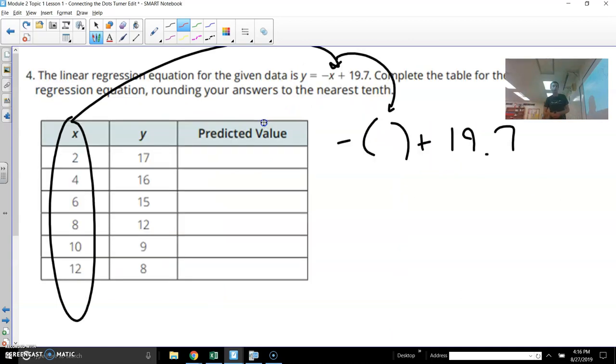The linear regression equation: they've given you some type of table representing some type of data, and they want us to test how close the equation is to the actual model given. So for example, if I was to plug in 2, negative 2 plus 19.7 is actually 17.7. I'm going to put that right here, 17.7, and you can see those are fairly close. That makes me think, hey, this seems to be a fairly decent model so far. So just continue to plug in different values from the table. Plug in 4, plug in 6, plug in all those values until you can see all of that table completed, and you can compare each predicted value.